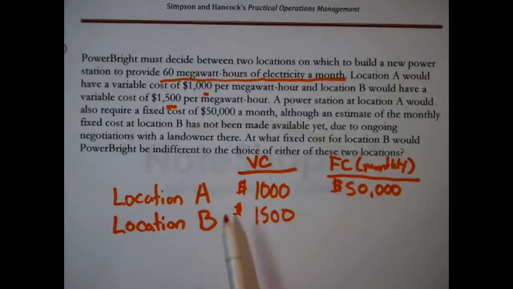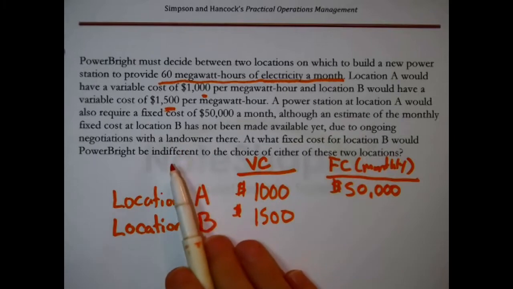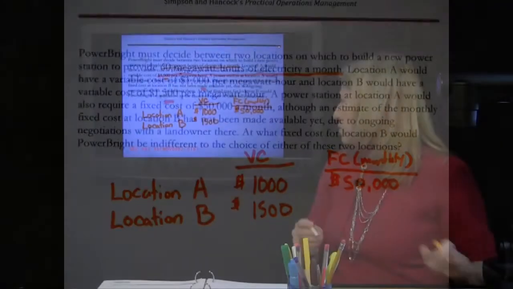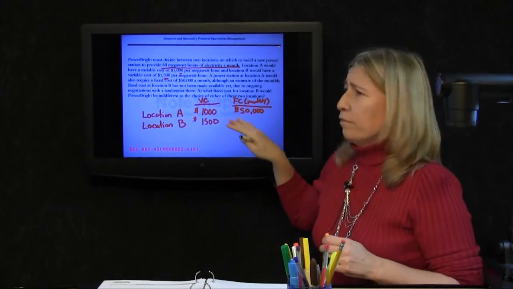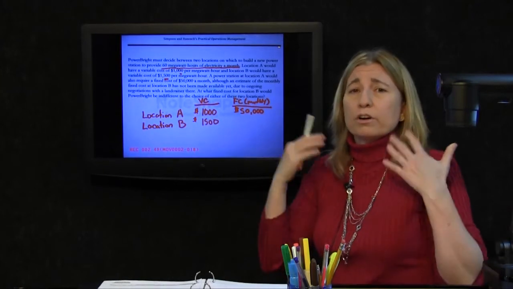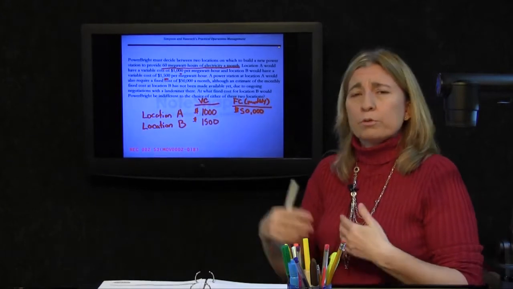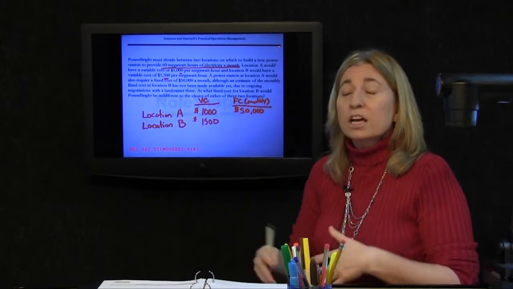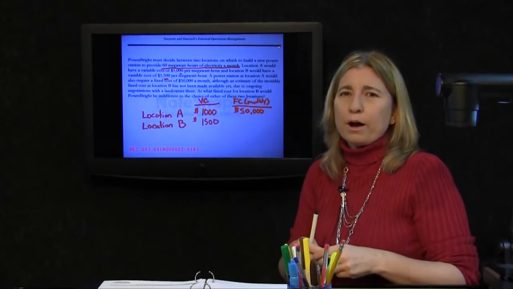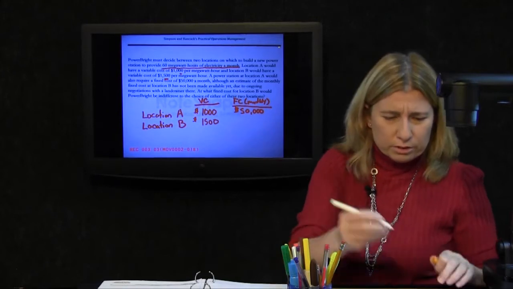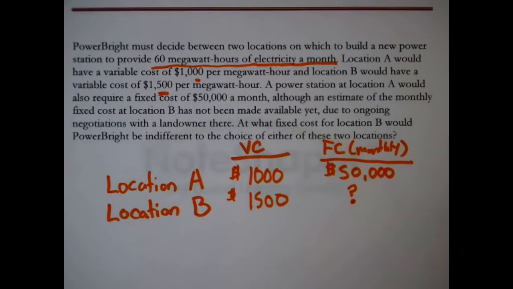Although an estimate of the monthly fixed costs at location B has not been made available yet due to the ongoing negotiations with the landowner there. All right, this is not uncommon. The fixed cost at a location is very often a reflection of the cost of the property, because what is this fixed cost that you have to pay every month regardless of how much you use the facility? It's usually either a mortgage payment or the rent on, right, what was the cost of the property. Now, oh, wait, so that means that this is a mystery. That's what they just said. We don't know what the fixed cost is.